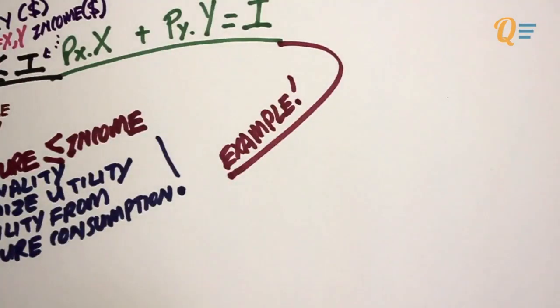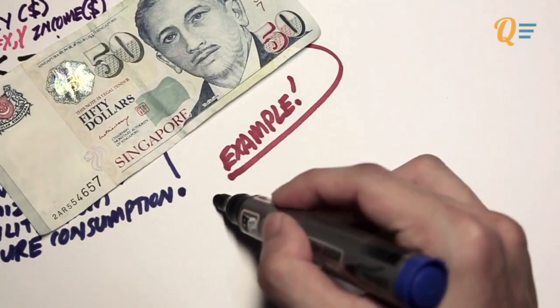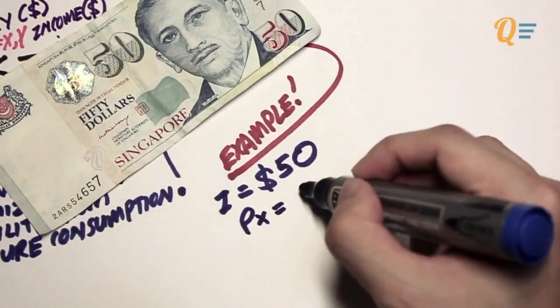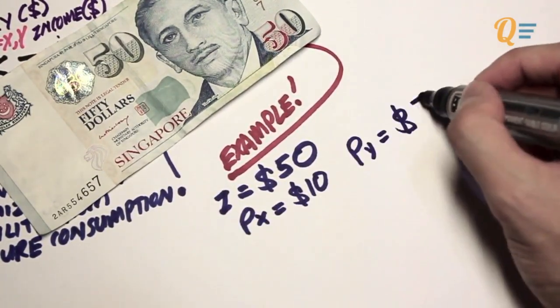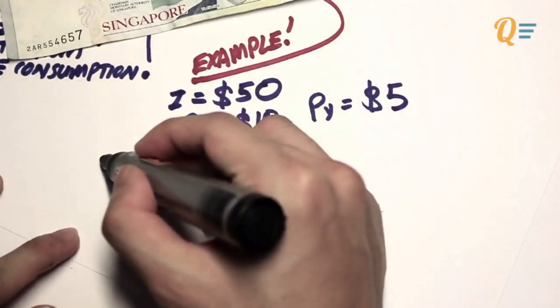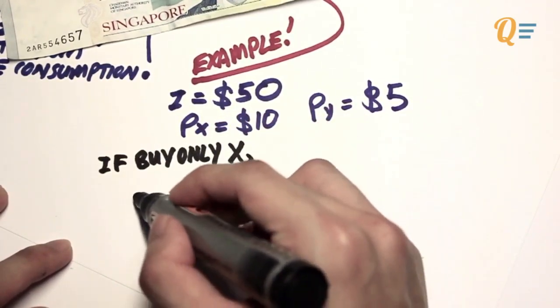So let me give you an example of how the budget constraint might work in real life. Now I'm just going to take out my wallet and I realize that I have got $50 in my pocket. So I'm just going to take it that my income is $50. The price of good X is $10 and the price of good Y is $5. Okay, I want you to imagine that I'm a consumer that only likes good X. So I'm only going to buy good X and 0 Y.